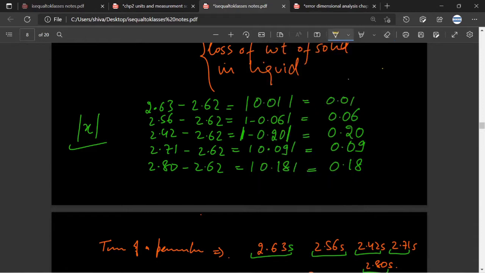We'll do a practice question. I need to add these up. So 0.06 plus 0.01, 0.07, 0.16, 0.24, 0.42, 0.54, 0.80. Add these up and take an average of these. So how many values are there? 5. So I will write this as 0.108.